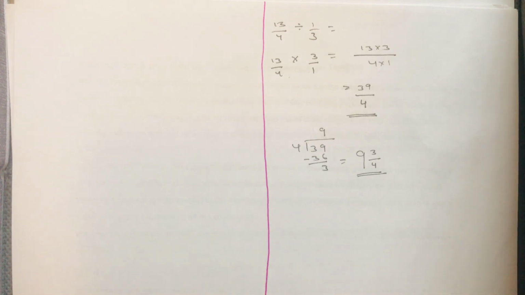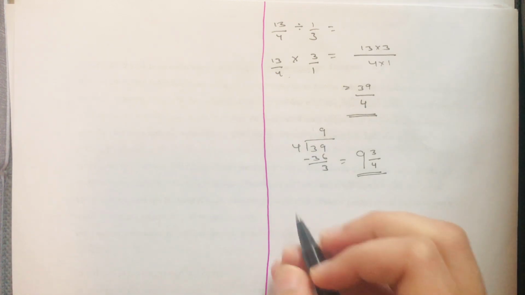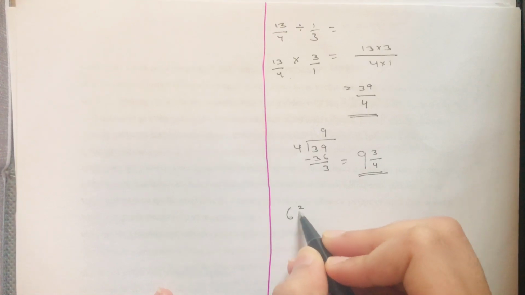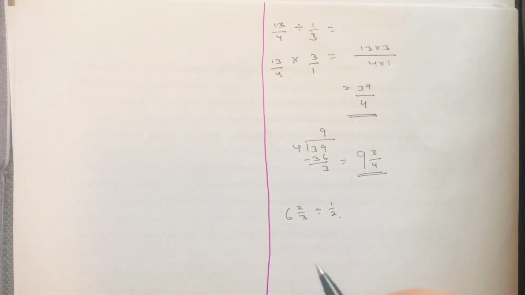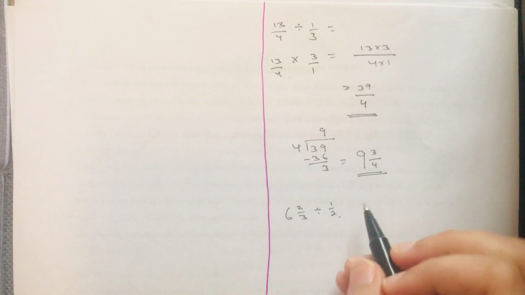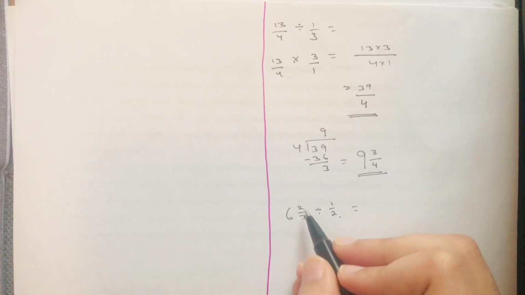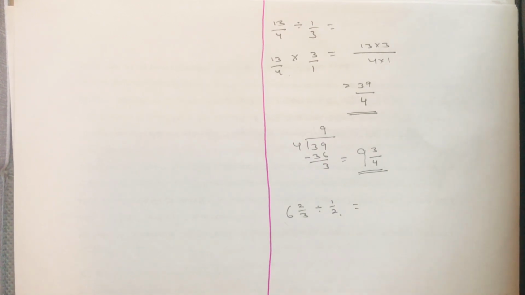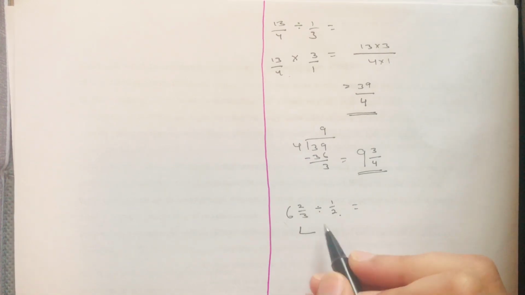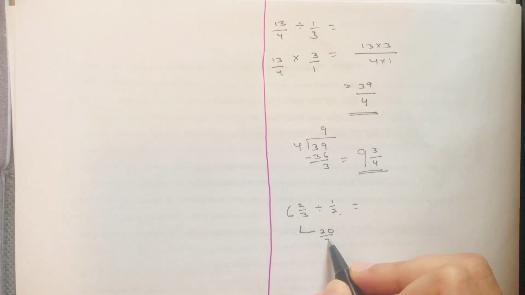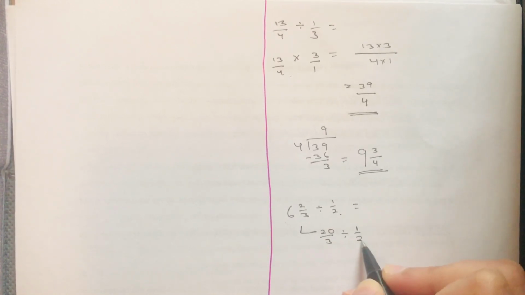Another example that I have here for you is 6 2 over 3 divided by a half. So now we have a mixed fraction and a normal fraction, a proper fraction. How will you do that? Do not worry at all. You take the mixed fraction and change it into an improper fraction, okay? So that will become 3 times 6, 18, plus 2, 20. 20 over 3 divided by a half, okay?